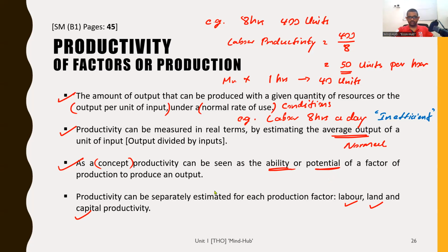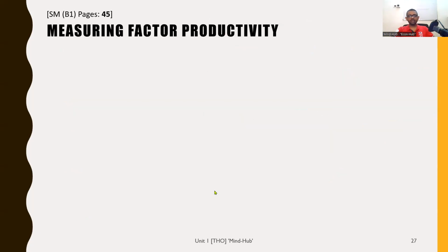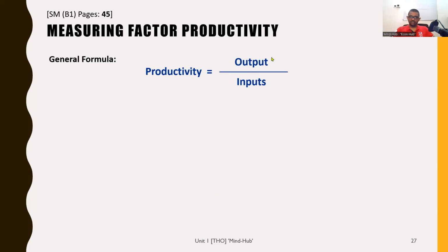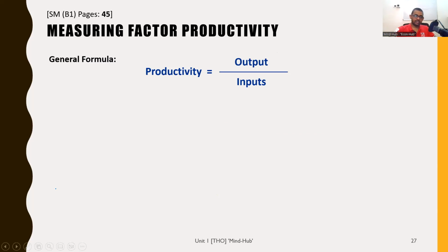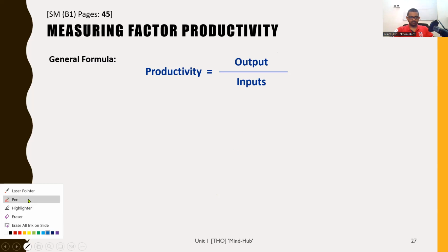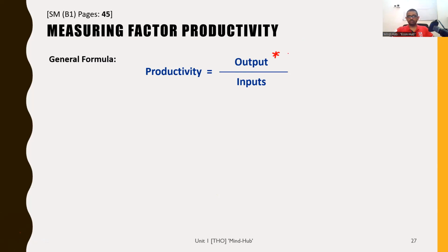Right. I think we are okay. So let's move on. Let's measure productivity. Start with the general formula, output divided by inputs. Output is always the same, whether we look at labor productivity or capital productivity. Output doesn't change. The numerator doesn't change. It's always the output. What changes is the denominator, the bottom component.